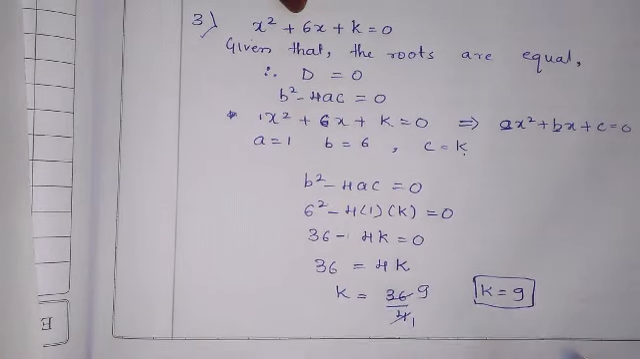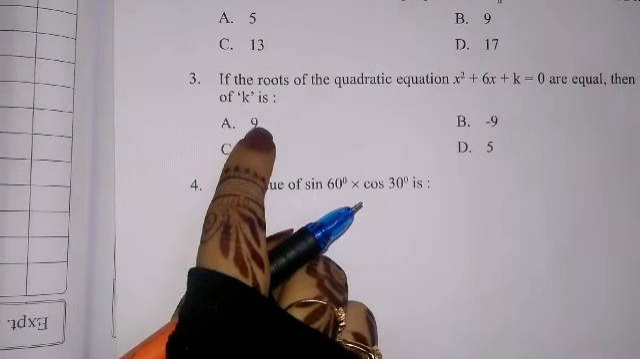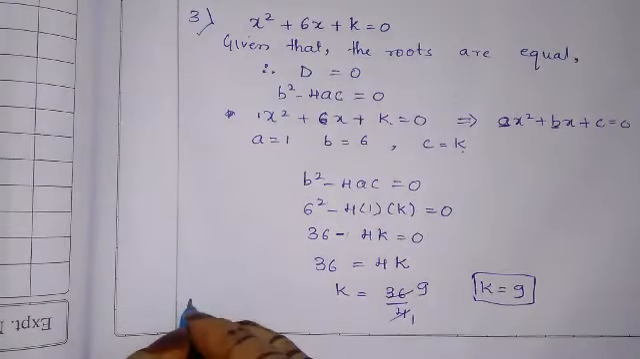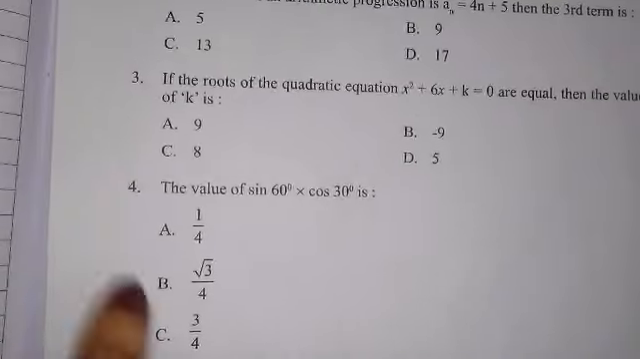So let us see the options. Here we can see the third one, A, 9 is the correct answer. We got 9. So answer A, 9 is the correct answer. So let us see the fourth question now.